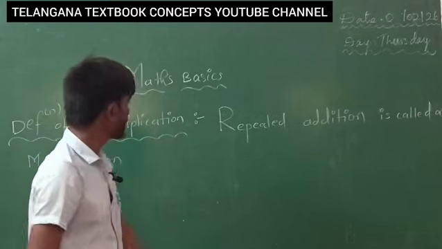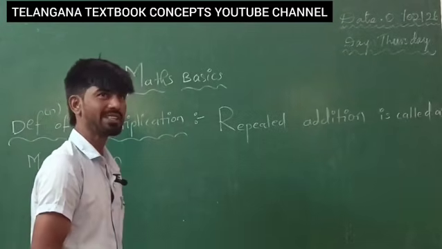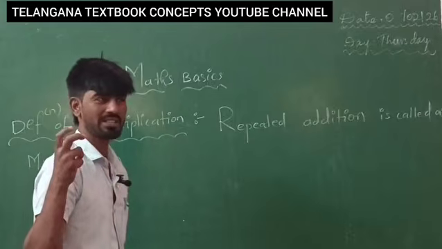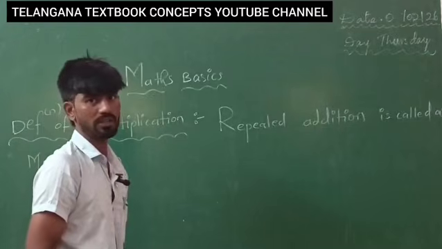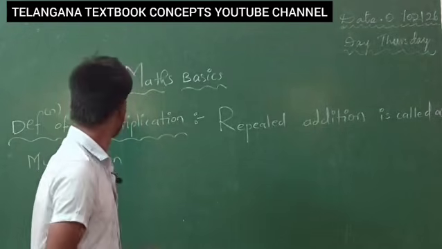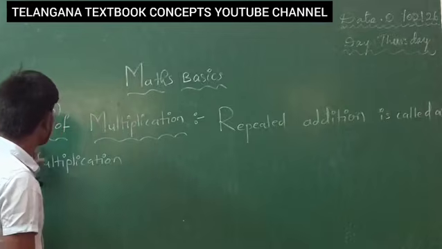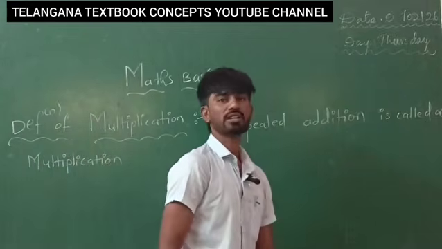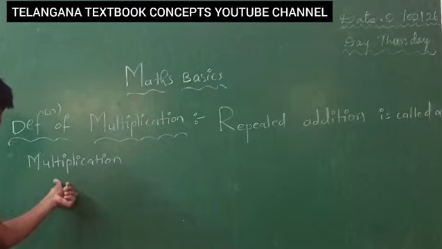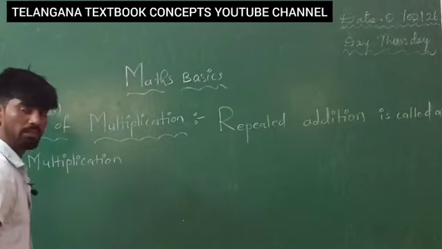The definition of multiplication: every time we read tables, multiplication means 2 into 3, 3 into 4, and every student considers it like that. But that is not the correct way. The particular definition is, the definition of multiplication means repeated addition. Repeated addition is called multiplication.